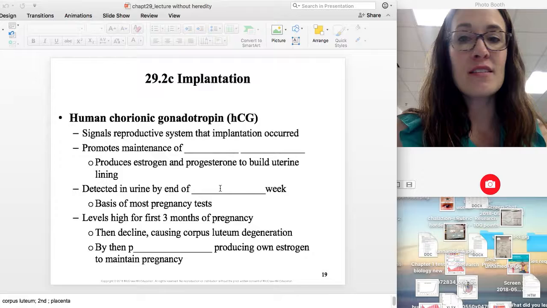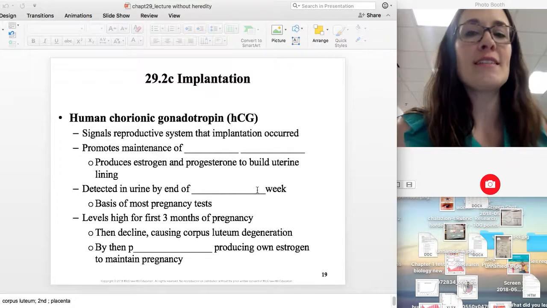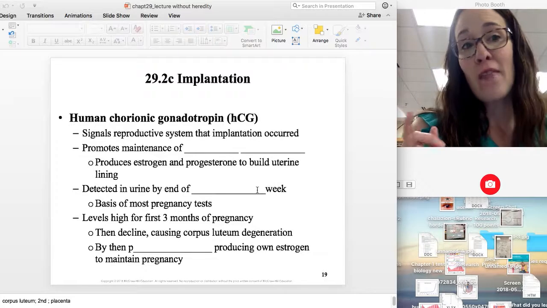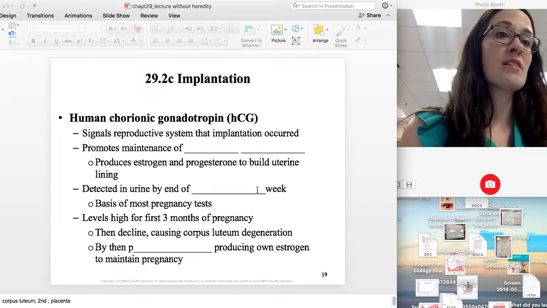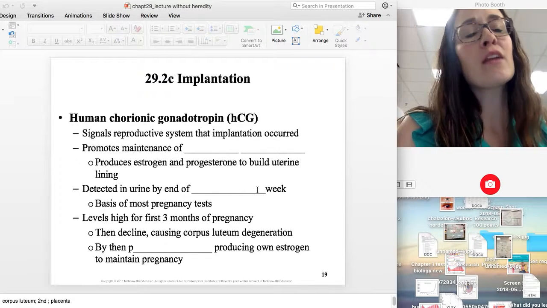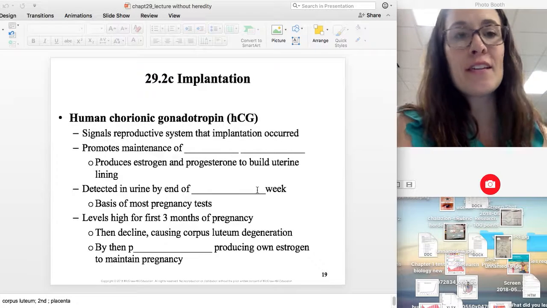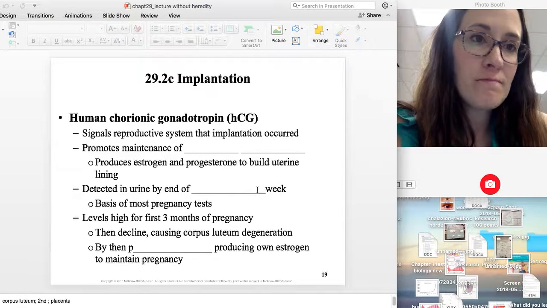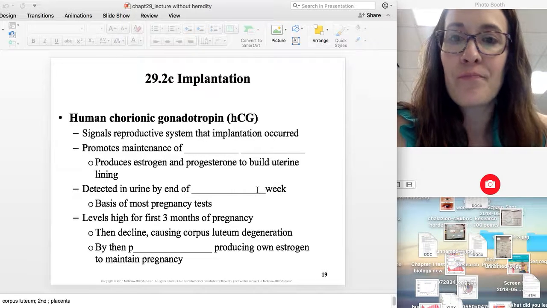By the end of the second week of pregnancy, so 2 weeks after fertilization, that's when that hormone can be detected in the urine. And thus the reason for the pregnancy test in which you pee on a stick, because that hormone is excreted in the urine. And so 2 weeks after fertilization is when you find out for the first time that you're actually pregnant. It is true.